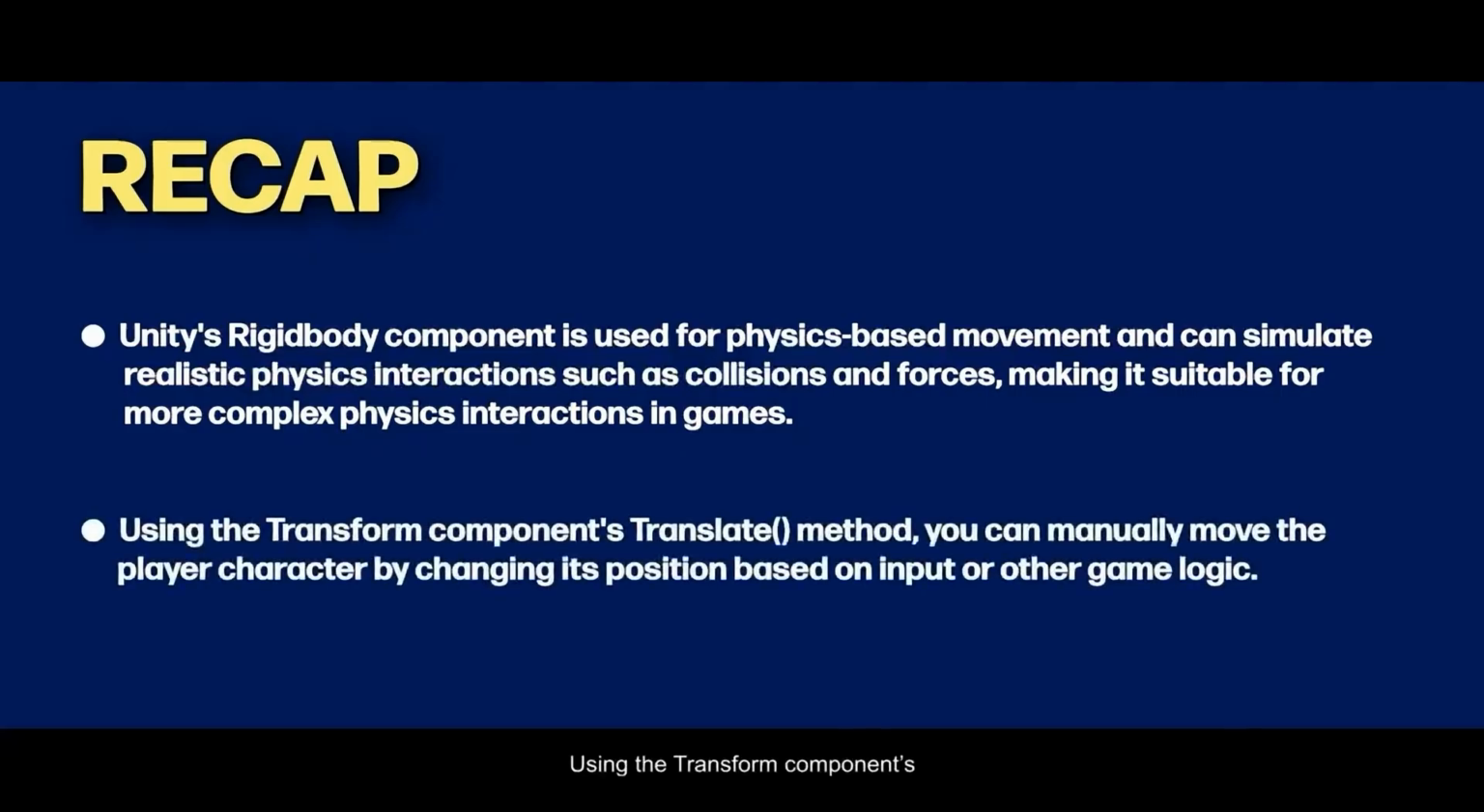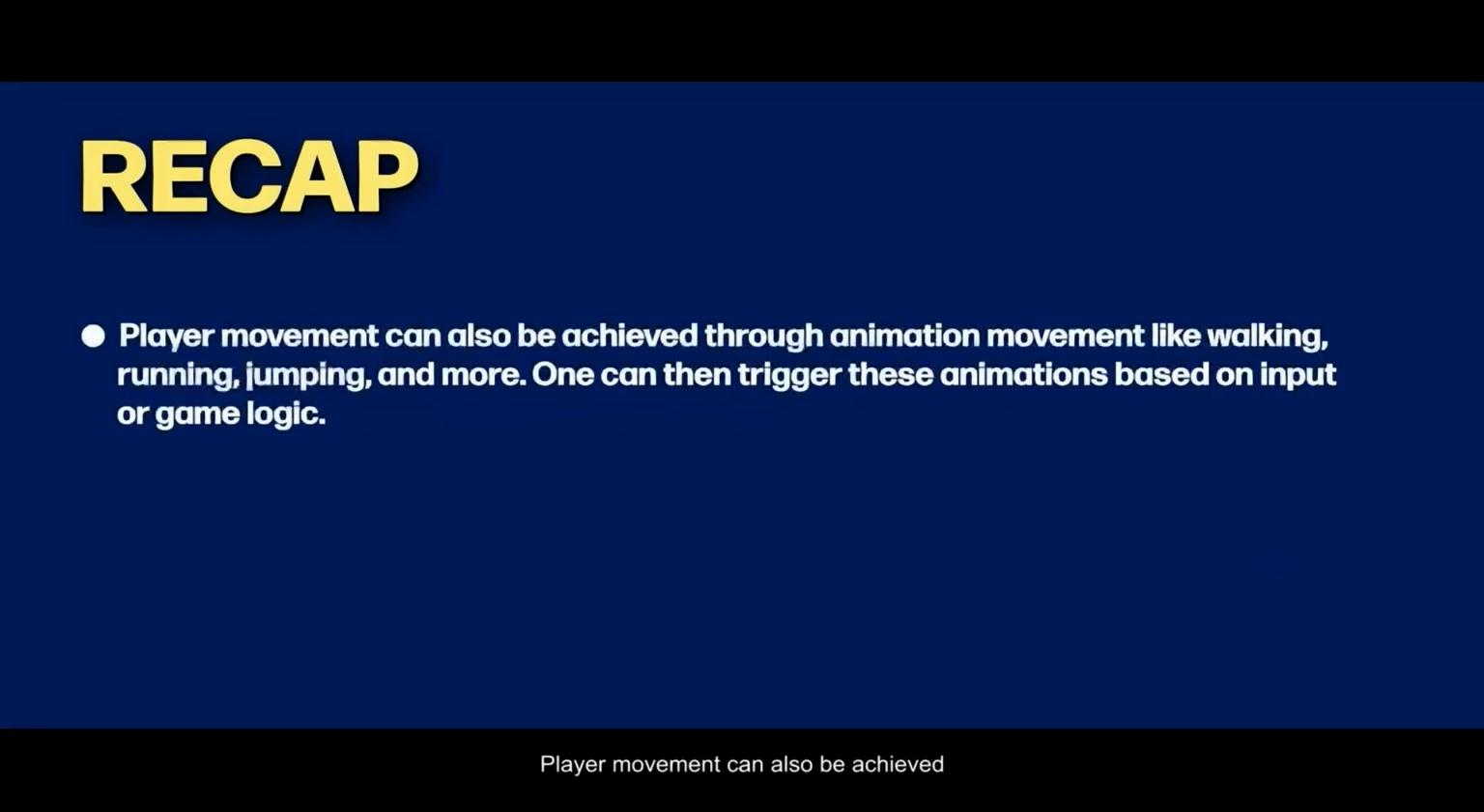Using the transform component's translate method, one can manually move the player character by changing its position based on the input or other game logic. Player movement can also be achieved through animation movements like walking, running, jumping, and more. One can then trigger these animations based on input or game logic.